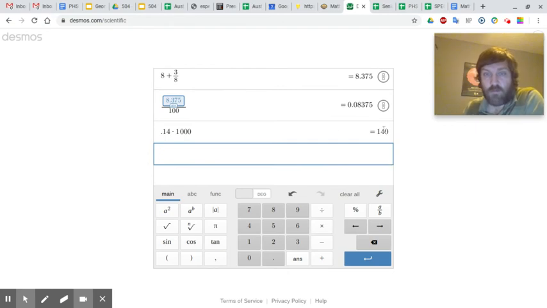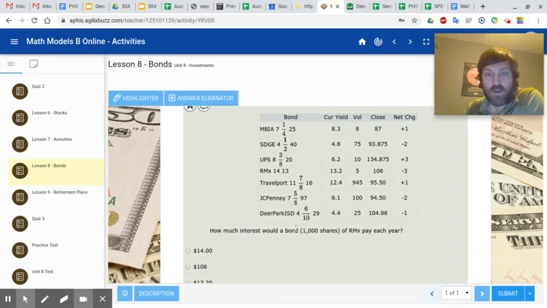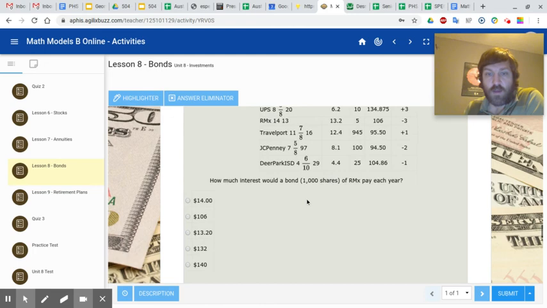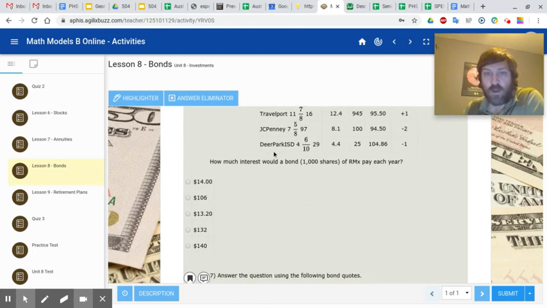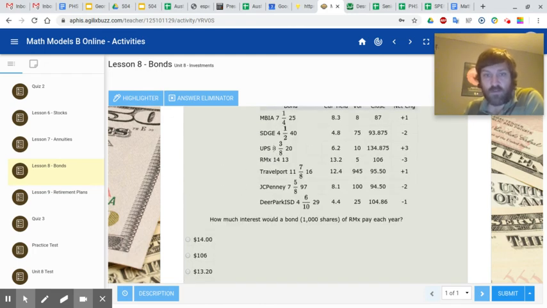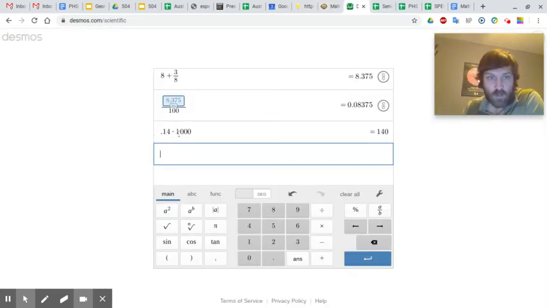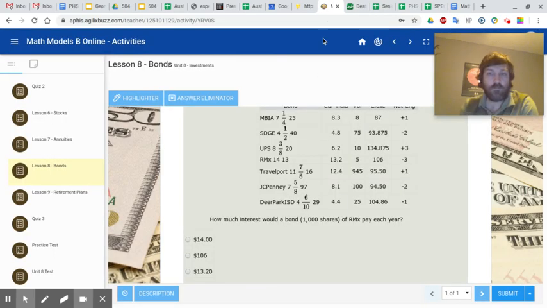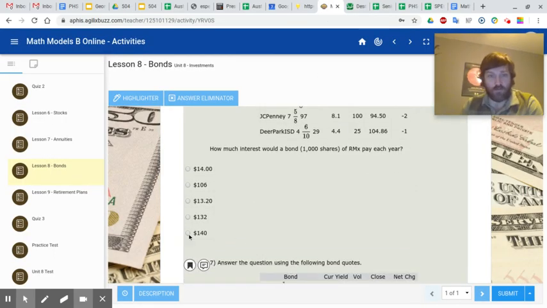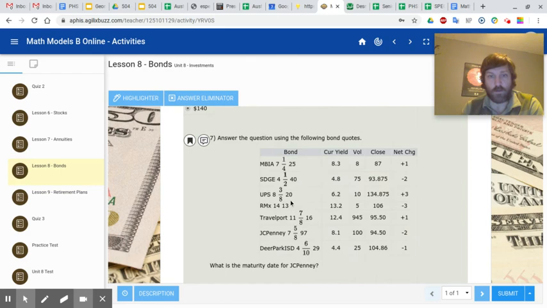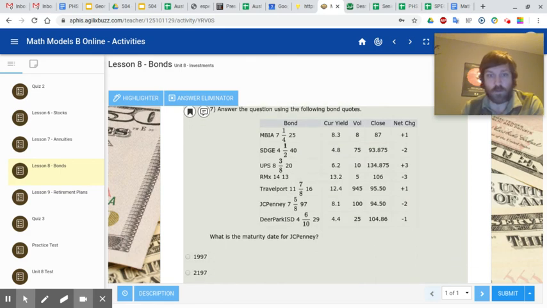And we get 140. So whenever it says that number of shares, for the interest you're going to multiply the rate of the interest, in this case 14, which was 0.14 in a decimal, times 1,000, because it told us it's 1,000 shares. And so it's going to be $140. Keep going. I'm just going to do all these with you. There's only a couple of these. There's only one of these, I think, on the test.